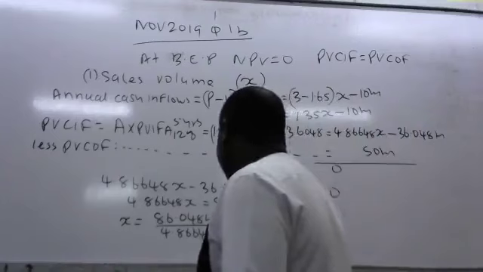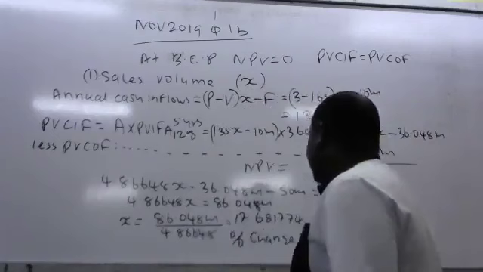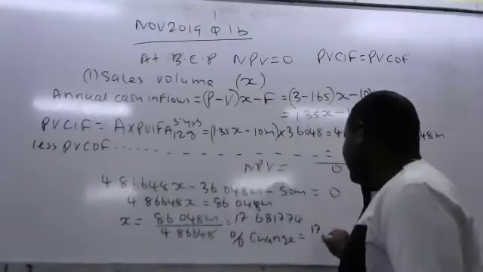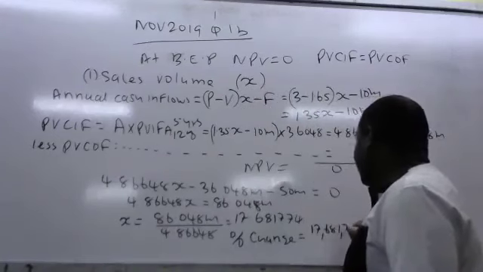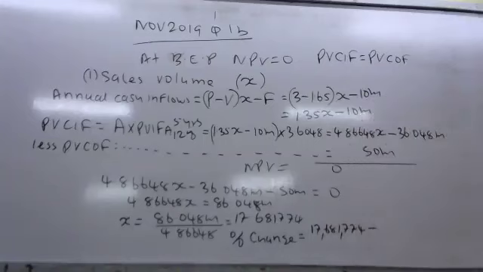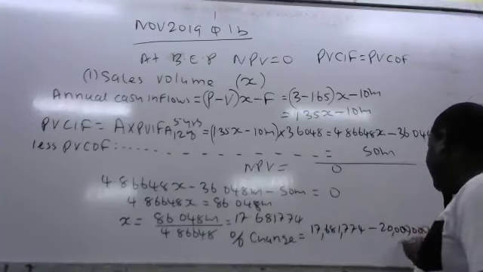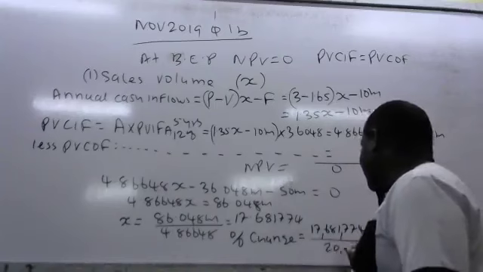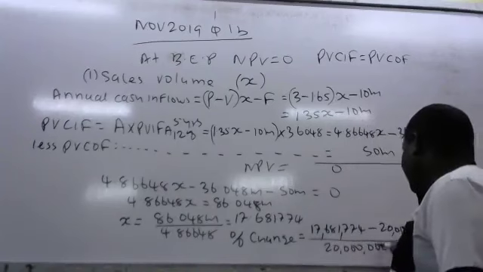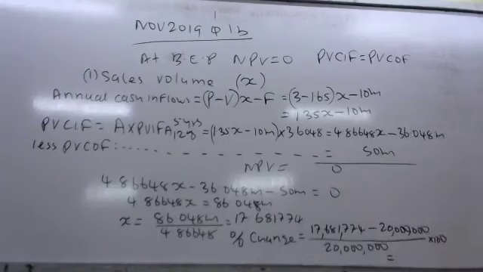To get the percentage change, you take that 17,681,774. You subtract what you are given. Remember the sales volume that you are given? They gave you 20 millions. So you minus the 20 millions, also divide by 20 millions. Then you show it as a percentage.